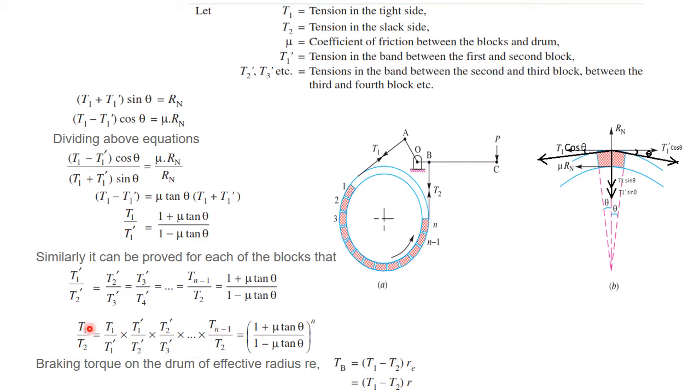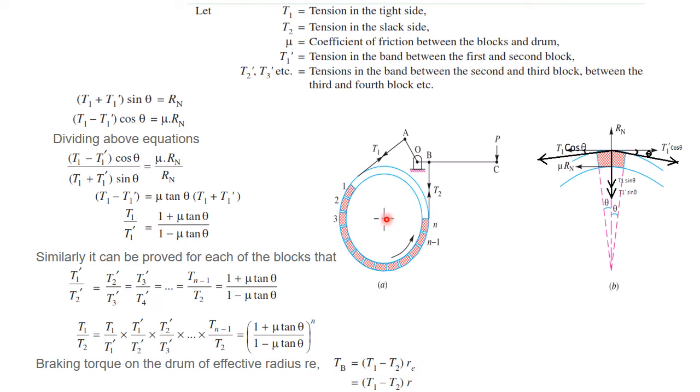Therefore finally we have got T1 divided upon T2 is equal to (1 plus mu tan theta divided upon 1 minus mu tan theta) whole to the power of n. What will be the braking torque? You know that braking torque is Tb. Tb is equal to the difference between T1 minus T2, that is the force, and the center distance from drum to block is Re. Therefore Tb will be equal to (T1 minus T2) multiply Re.